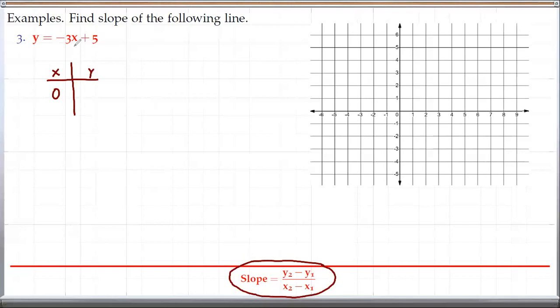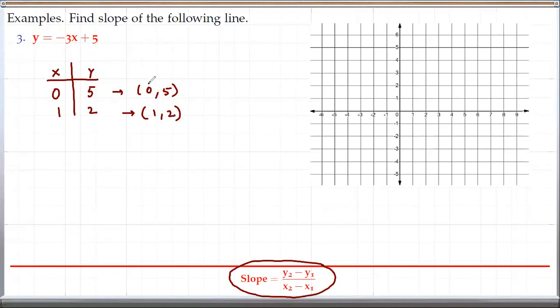When x is 0, we have negative 3 times 0, which is 0, plus 5. So you get 5. And another point we can use, let's say when x is 1, you have negative 3 times 1, which is negative 3, plus 5, so 2. We get these 2 points, (0, 5) and (1, 2). So these are all we need to find the slope of the line.